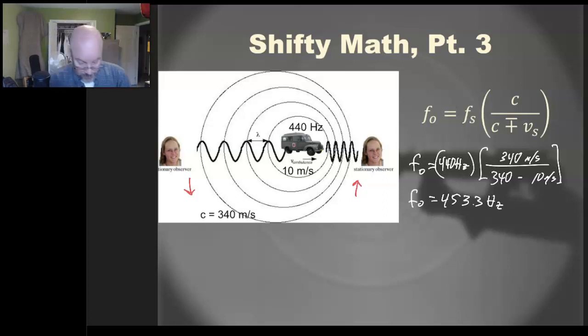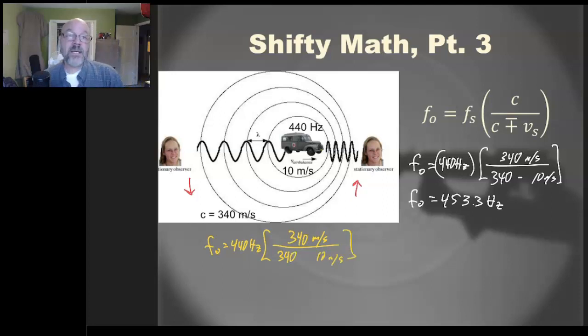Now, on the back side, let's look at the numbers. We're going to leave the 340 here alone, and then we've got the 340 and we've got the 10. How do we combine them? Well, we need the pitch to go down, which means the ratio needs to be less than 1, so we're going to add those together. That's going to give us 427.4 hertz.